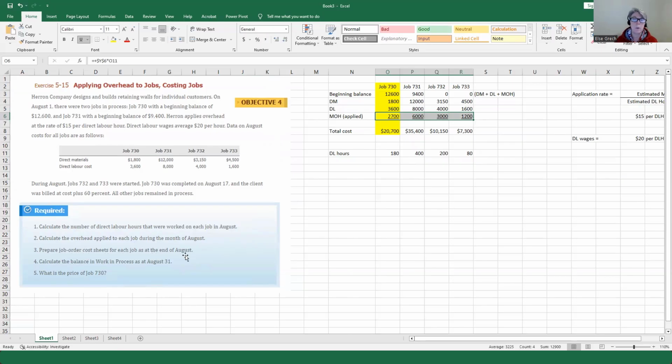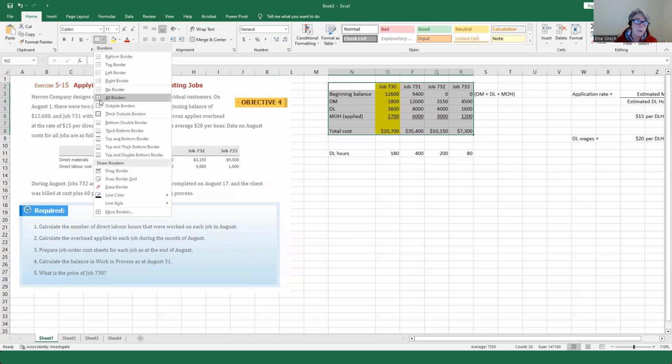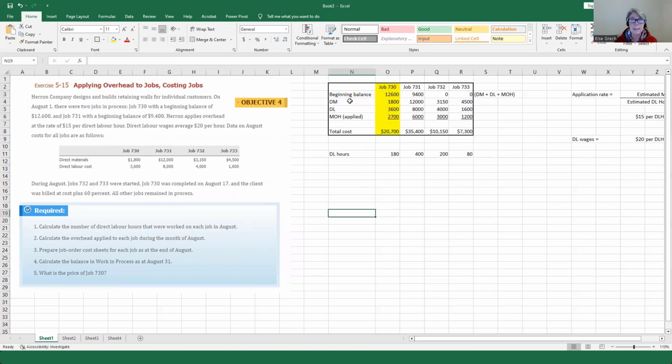We don't do job order cost sheets. Just be aware that we're never going to ask you to do that. So there is no need to do that. None at all. But if we wanted to do a cost sheet, the cost sheet would be exactly this. So I want to highlight this. This is the cost sheet. I'm just going to put a big circle around it so we can see. This is the cost sheet.